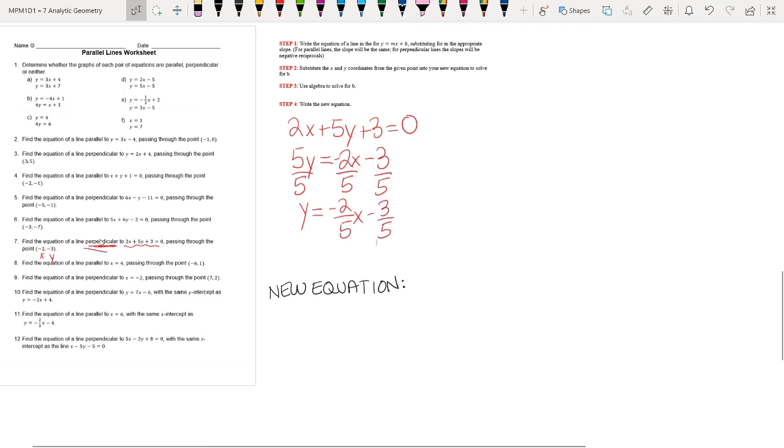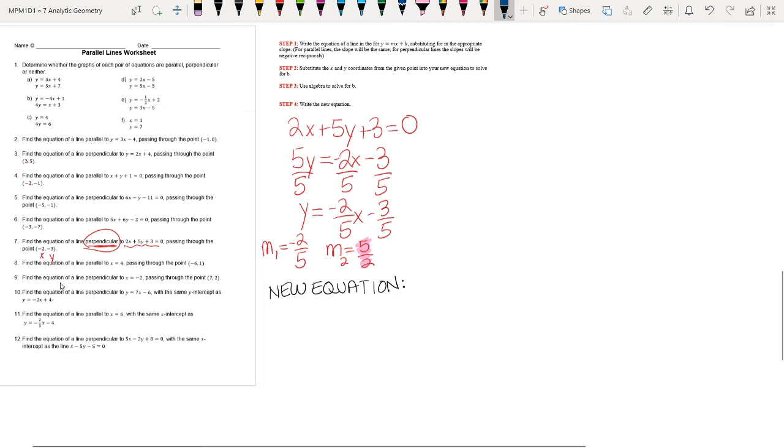Now remember this, the question is asking for us to make a line which is perpendicular, which means the slope, which was negative 2 over 5 in the equation that we were given, is going to be the negative reciprocal in the equation we're trying to find, which means we need to flip the fraction and change the sign. So it was negative, it becomes positive, and it becomes 5 over 2 is our slope that we are going to be putting into our new equation.